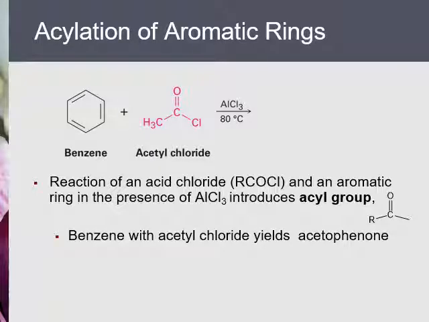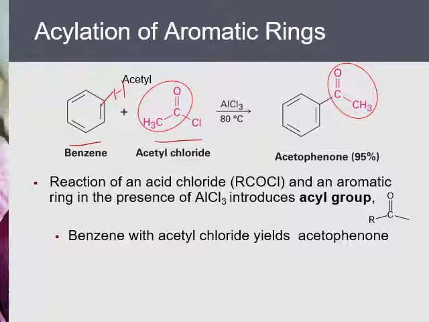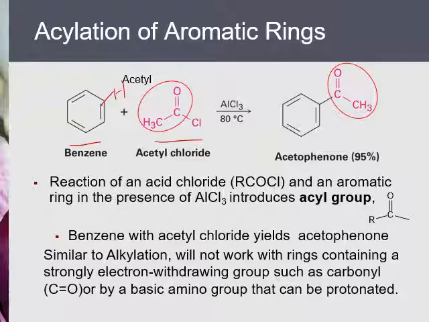Friedel-Crafts acylation reaction is between a benzene ring and an acid chloride. The reaction replaces one of the hydrogens on the ring by an acetyl group to form acetophenone. Similar to Friedel-Crafts alkylation reaction, the reaction will not work with rings containing strongly electron withdrawing groups.